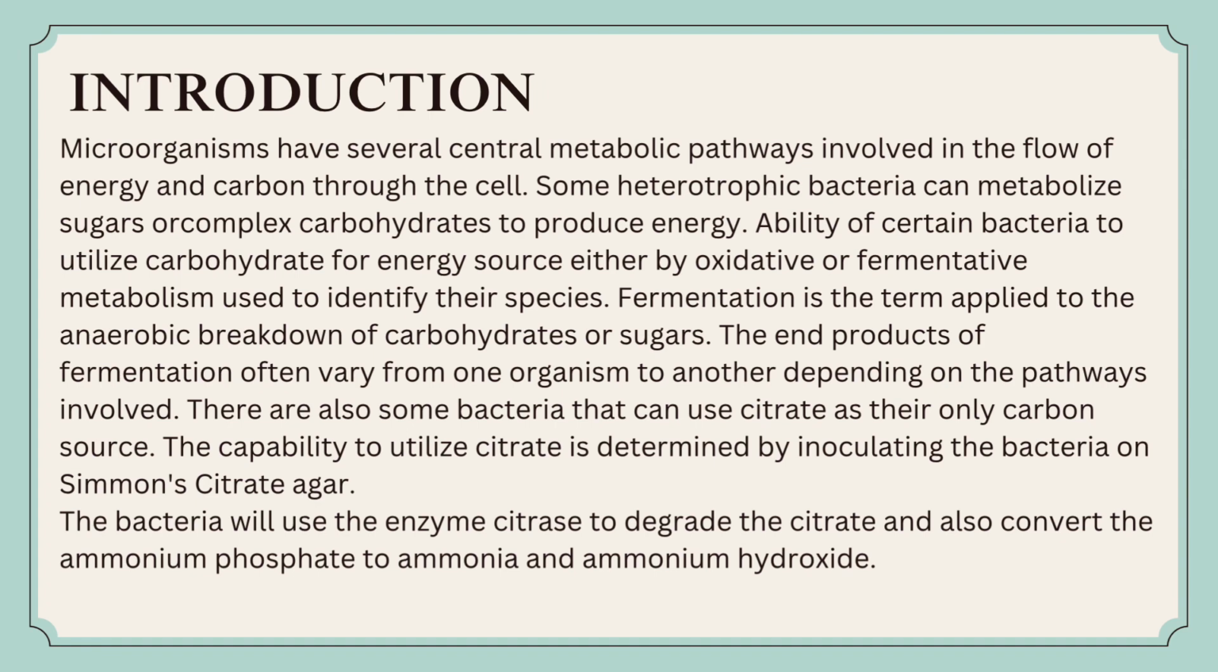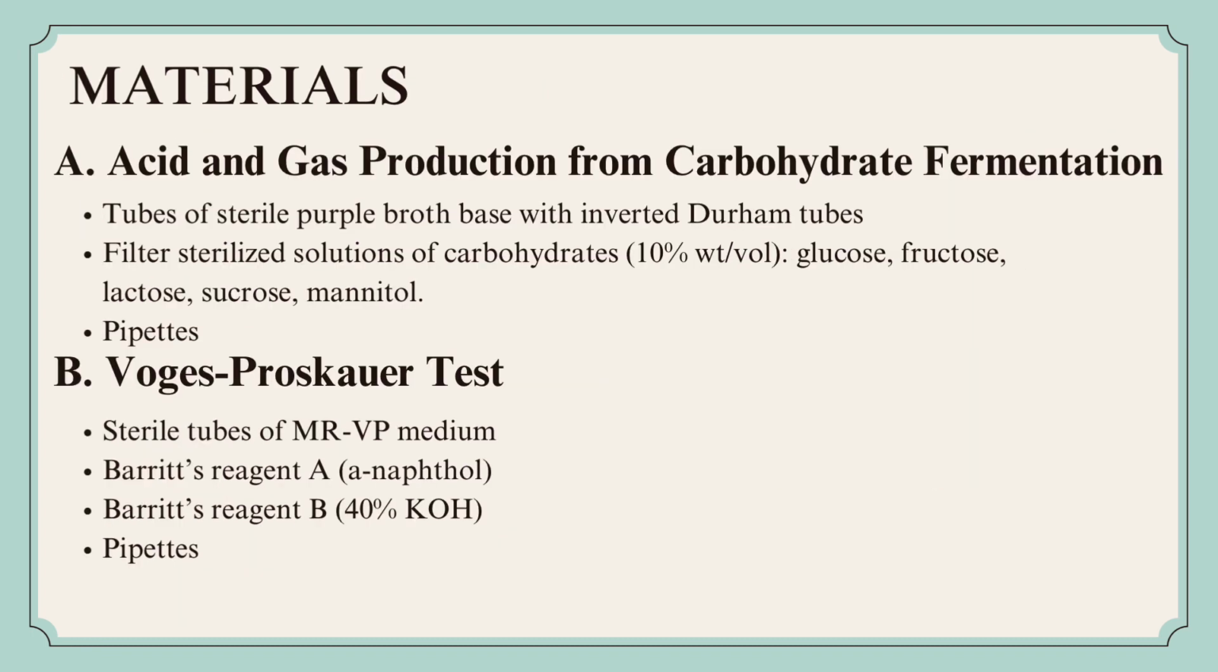There are also some bacteria that can use citrate as their only carbon source. The capability to utilize citrate is determined by inoculating the bacteria on Simmons citrate agar. The bacteria will use the enzyme citrase to degrade the citrate and also convert the ammonium phosphate to ammonia and ammonium hydroxide. In this slide, there are listed the materials used in Practical 5.